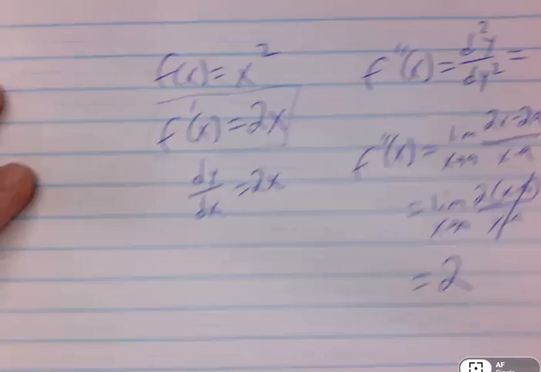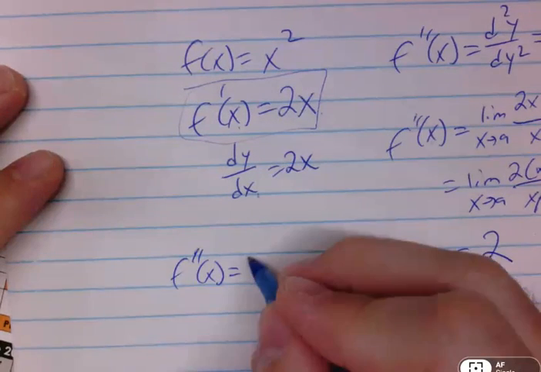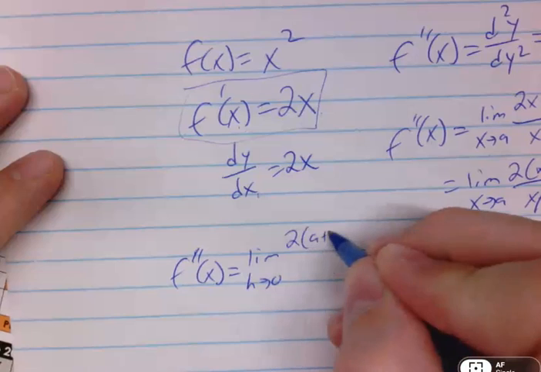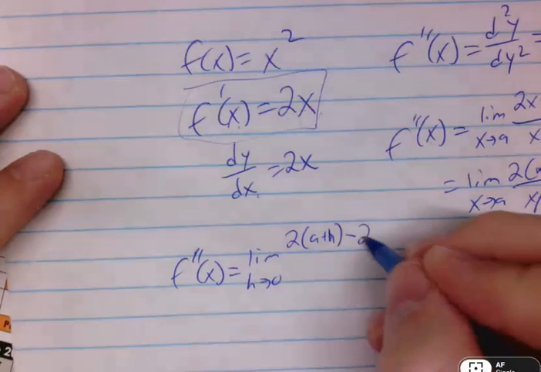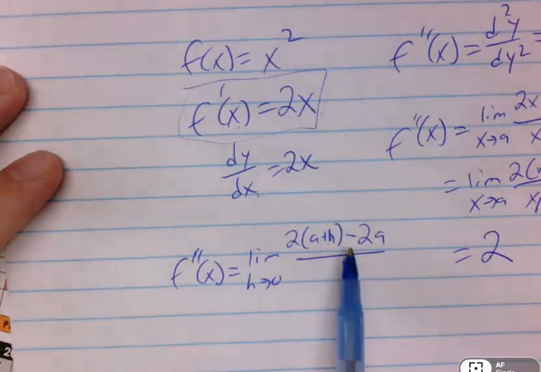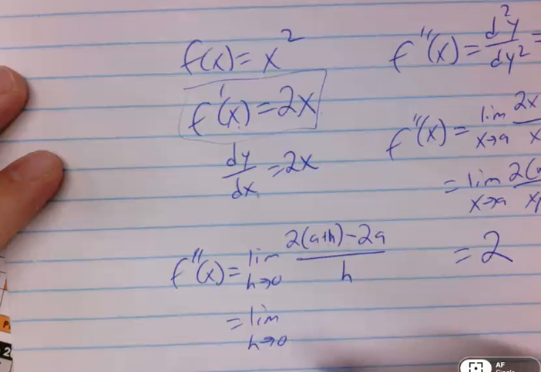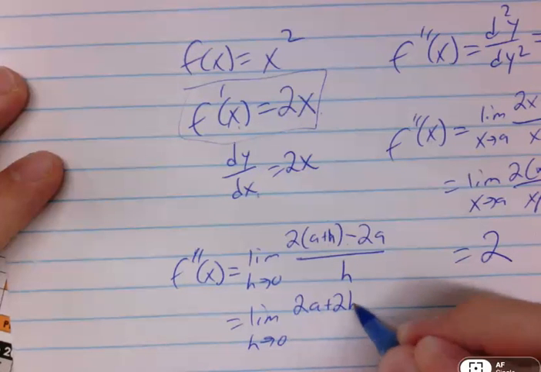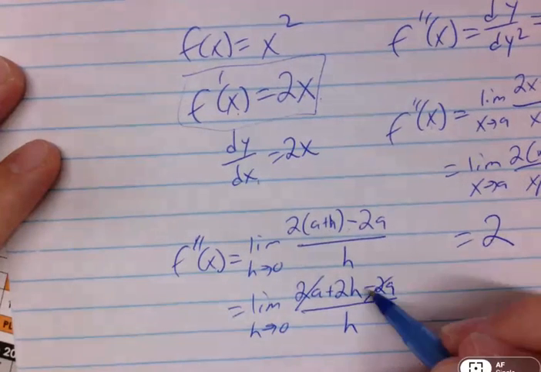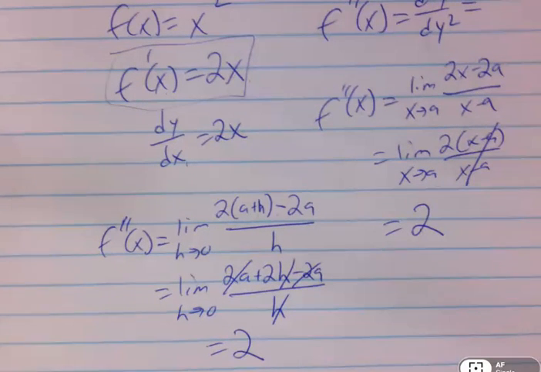And just for the sake of showing it both ways, let's find the second derivative using the h to 0 method. So this is going to be the limit as h goes to 0 of f of a plus h minus f of a all over h. So I plugged in a plus h wherever I saw x. I subtracted out f of a, so I plug in a wherever I see x, and then I simplify. The limit as h goes to 0, this is going to be 2a plus 2h minus 2a all over h. And you can see what's going to happen here. The 2a's cancel, the h's cancel, and when the dust settles, you're left with just 2, which is not a surprise based on what we got before.